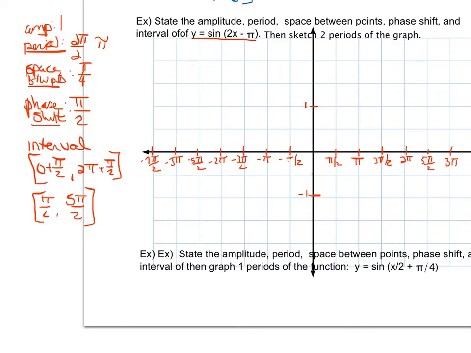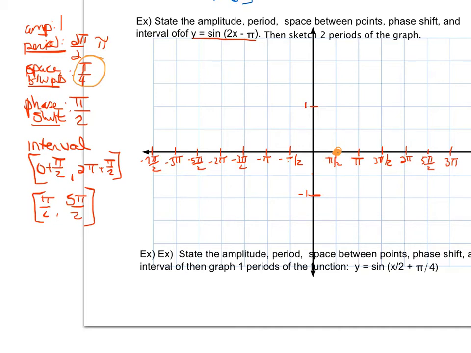So cosine normally I would start at 0. Oh, this is sine, excuse me. Sine I would normally start at 0, 0. But notice I'm going to shift over and start at pi over 2. So I start at pi over 2. Sine starts with a y value of 0. My amplitude is 1. So now I'm going to go over pi over 4, and then put my next point.